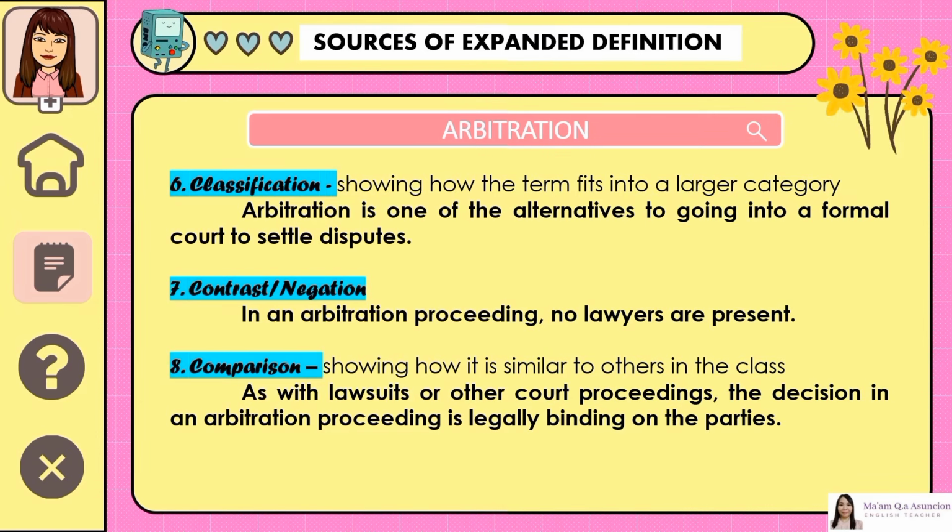Classification, showing how the term fits into a larger category. Arbitration is one of the alternatives to going into a formal court to settle disputes. Number 7, contrast or negation. In an arbitration proceeding, no lawyers are present. Number 8, comparison, showing how it is similar to others in the class. As with lawsuits or other court proceedings, the decision in an arbitration proceeding is legally binding on the parties.